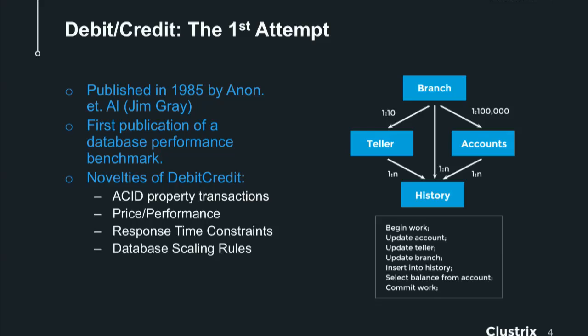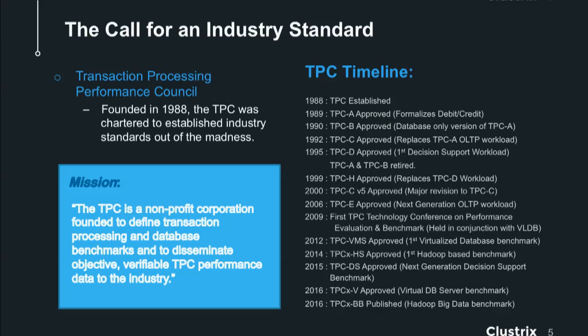This was the first attempt to try and get a common language behind what would be a database benchmark in the marketplace. Of course, this is 1985. The cartoon I showed you was still 1988. Even with a definition in Datamation, still wild, rampant claims everywhere in the industry about what performance was. So there was a call for an industry standard to come out.